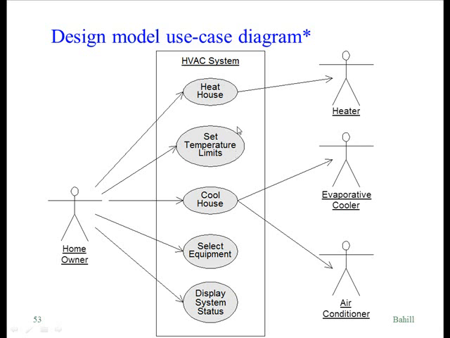Okay, and like we discussed last time, we have to look at the documentation to understand what these set temperature limits mean. That's why we have to write how we think this should work. Cool house is going to interact with the evaporative cooler now. So we're going to have the evaporative cooler, air conditioner. Then here we have select equipment. We can choose equipment. Then display system status. Something is missing in this diagram. What is missing?